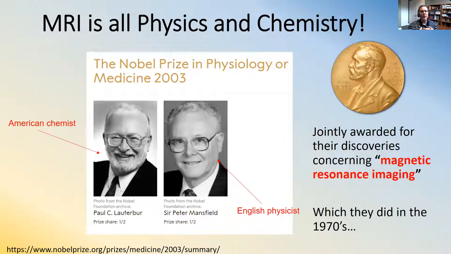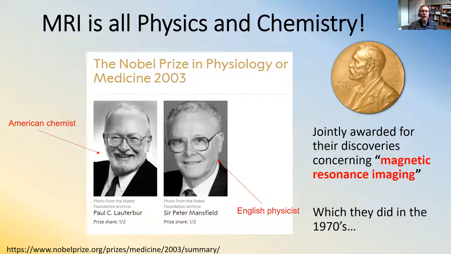So why do we talk about imaging in a medical physics class? It seems like this is something that doctors, people in medical school, would be learning all about, right? Well, not really. It turns out MRI, magnetic resonance imaging, is actually all physics and chemistry, which is of course why physicists love to study these things.